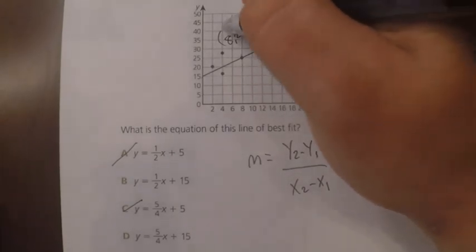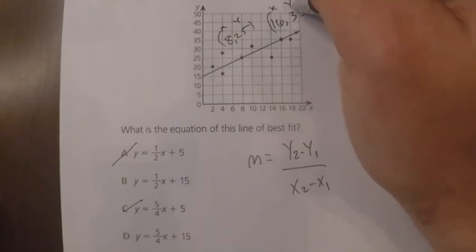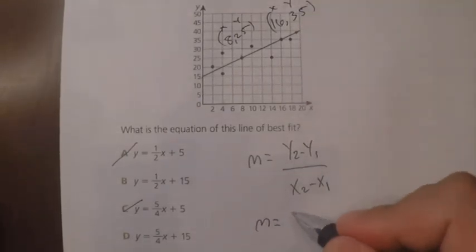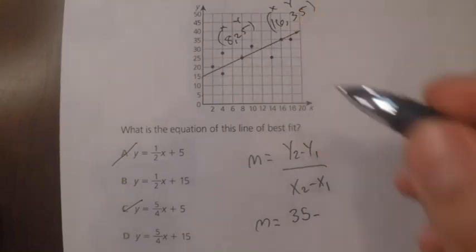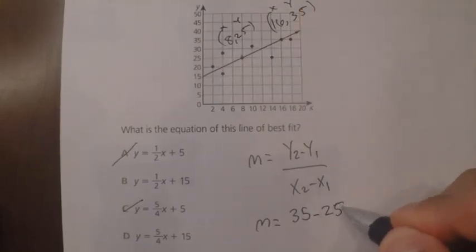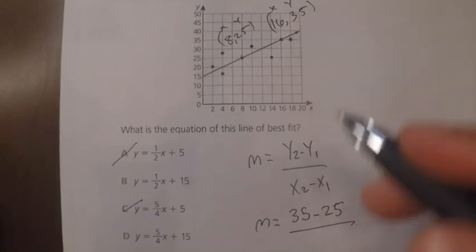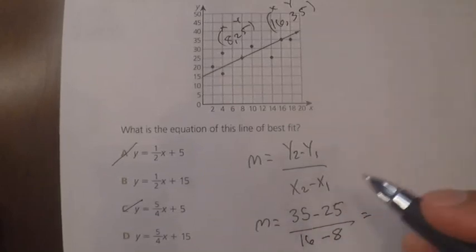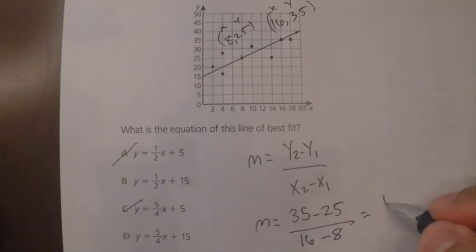So we have our x and y. So now we'll plug it into our slope formula. So m equals y2, which is 35, minus y1, which is 25, over x2, 16, minus 8. We simplify this down. 35 minus 25 is 10. 16 minus 8 is 8.